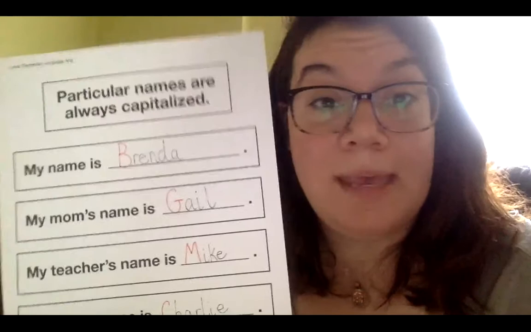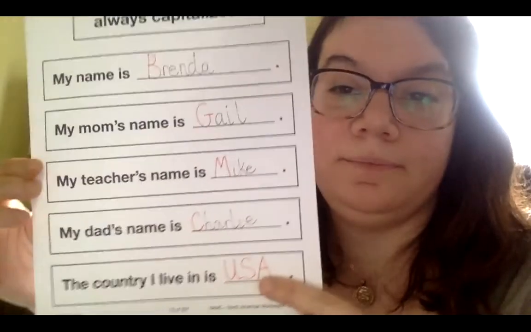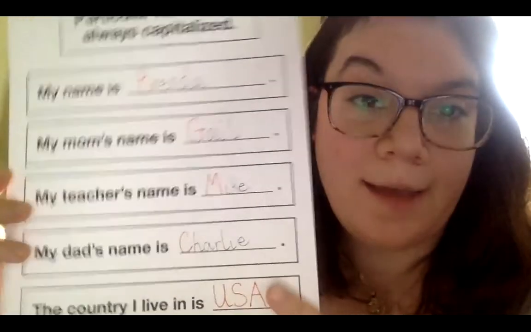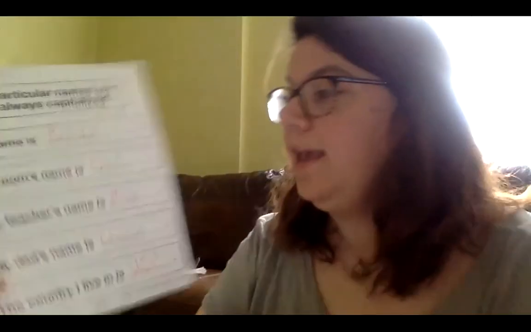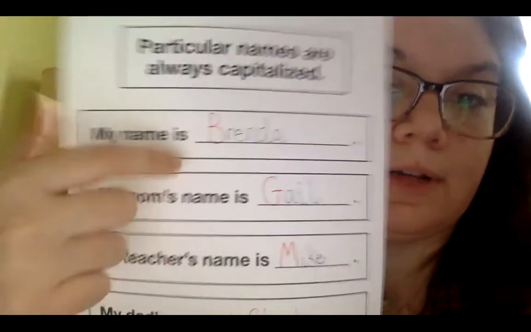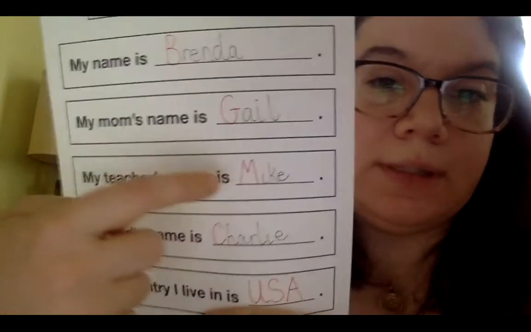My mom's name is, then you put your mom's name. My teacher's name is, you can just put Brenda, that's fine. My dad's name is, what's your dad's name? And everyone will write, the country I live in is USA. We all live in the United States of America. And if you want to, do you notice how I made my capitals in red? Because that's what we're focusing on. If you would like to do that as well, feel free. If you want to use a red colored pencil for your capital letters, I encourage you to do that.